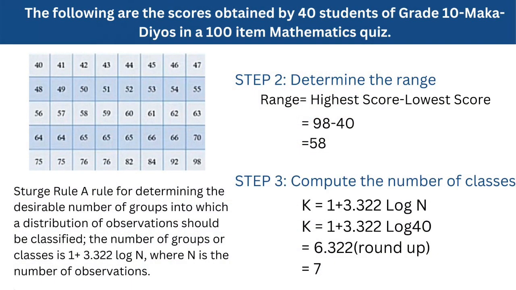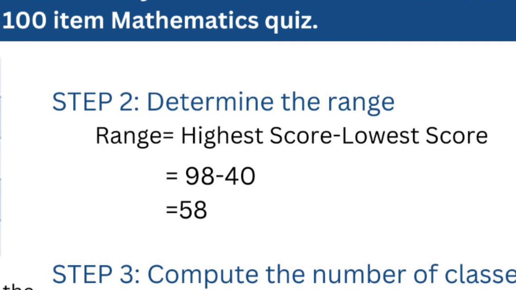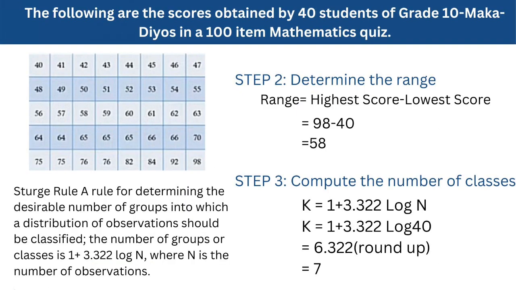So for our step 2, we need to determine the range, and we only need to get the lowest and the highest score of the scores given. For our highest score, we have 98, and just subtract the lowest score, which is 40. So 98 minus 40 is equal to 58. So 58 is our range.